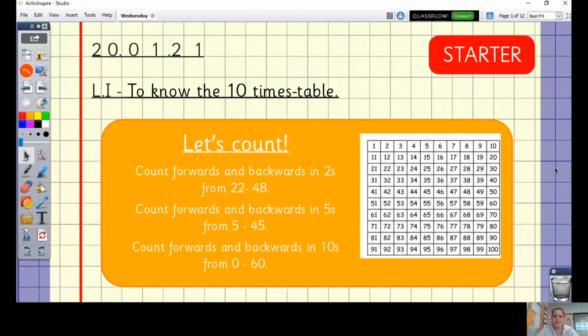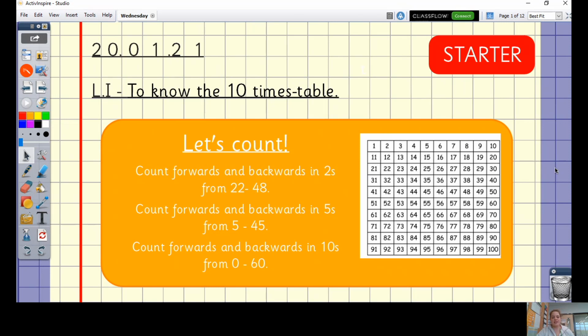Okay, hopefully you can see what I can see now. You've done really well the last two lessons with your times table learning. I've been really impressed with what I have seen. So today is the last lesson on revisiting our times tables, and today we are revisiting the 10 times table.